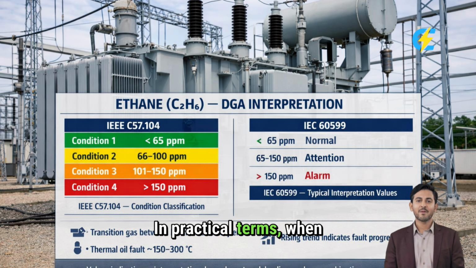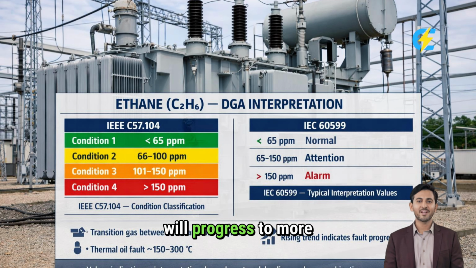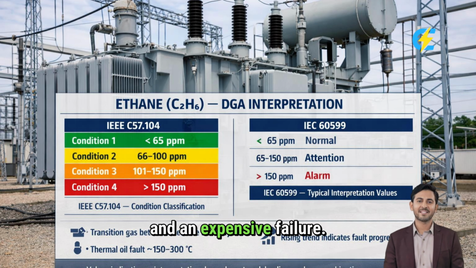In practical terms, when you see ethane in your DGA results, you are looking at a transformer that needs attention. The heating is real, it is sustained, and without corrective action, it will progress to more severe conditions. This is where proactive maintenance makes the difference between a long-lived transformer and an expensive failure.